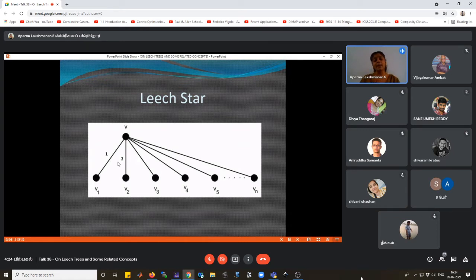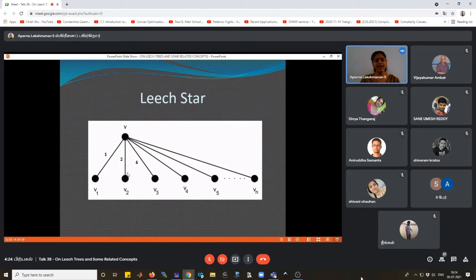Now I need a path of weight 4. The only choice is to give 4 as an edge weight. So I give V1, V3 the weight 4. Now when I have given 4 here, this 4 plus 1 gives a path of weight 5 and 4 plus 2 gives a path of weight 6.